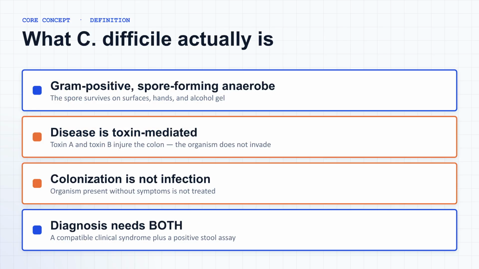Let us define the disease precisely. Clostridioides difficile is a gram-positive, spore-forming, anaerobic bacillus. The spore form is what lets it survive on bed rails, on hands, and through alcohol-based hand rub.